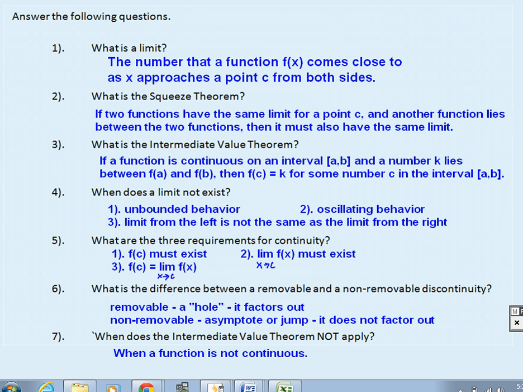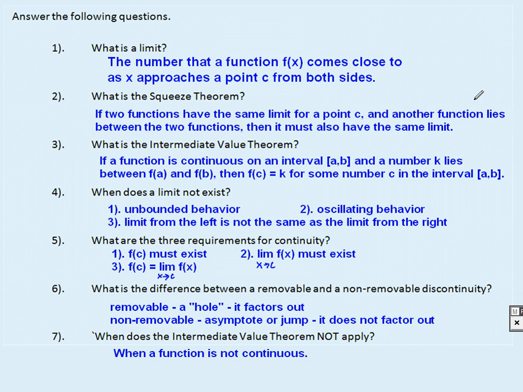Alright, it is time to prepare for your limits and continuity test. The first section is all about the definitions. Use pictures to help you if you must. A limit is just a number that a function comes close to, meaning a number, the y value, as x approaches a point C from both sides.